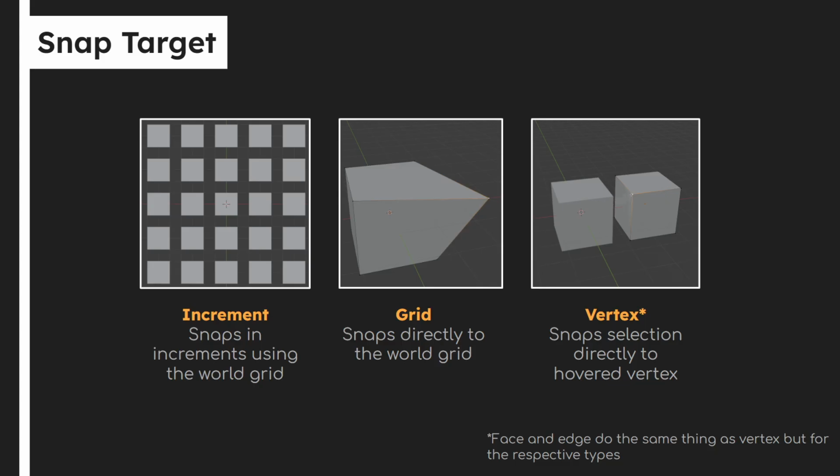Next is the snap target. So that's how we're going to snap. This is where we're going to snap. If we use increment, it's just like any game engine. It's going to snap in some kind of increment using the world grid.